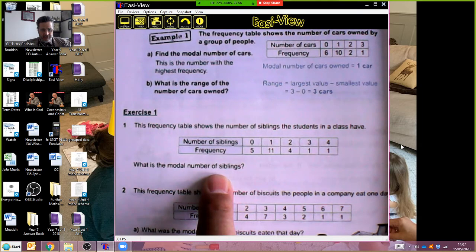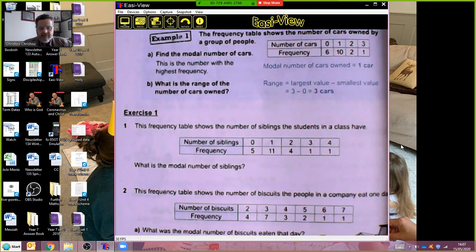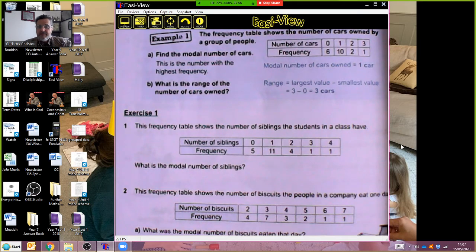Here's the question I have. It's easy. What is the modal number of siblings? Yes, the most common number of siblings a child has in that class is one other. So it'll be a 2-kid family. And that's all you have to write.